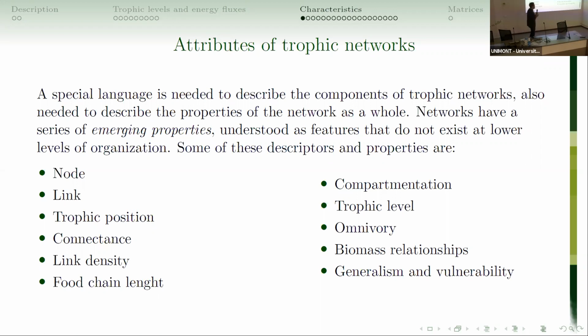Why is it important to have these descriptors of this drawing? It's very important. Of course, for the knowledge, but it also has a lot of implications for the stability of the food webs. Now I'm going to speak about most of these properties, and we're going to ask ourselves whether a higher number of any of these characteristics indicates higher or lower stability of the food web.